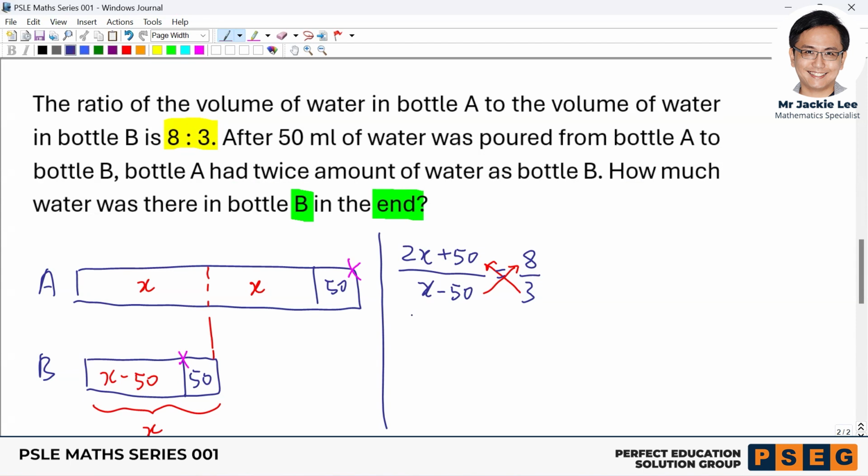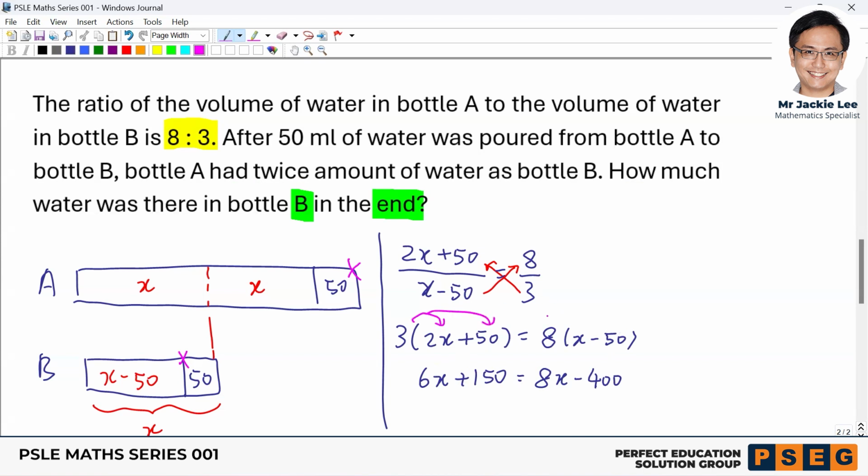So you will form something like this: 3 bracket, that means you multiply 2x plus 50 together. Similarly, 8 is going to multiply the bracket x minus 50. If you're fast enough, you may skip this step. You can just multiply in, and this will become 6x plus 150 equals 8x minus 400.